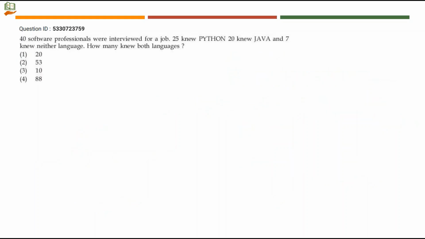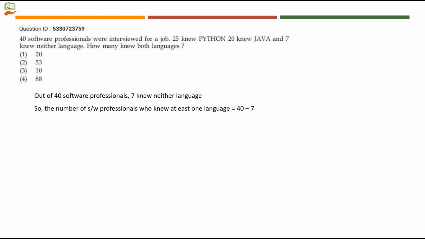Next question. 40 software professionals were interviewed for a job. 25 knew Python, 20 knew Java and 7 knew neither language. How many knew both the languages? Out of 40 software professionals, they have told 7 don't know any of the languages. You have to exclude these 7 people. So the number of software professionals who knew at least one language can be computed by subtracting 7 from 40. 40 minus 7 will give you 33. Now from this 33, we know 25 knew Python, 20 knew Java, and we have to find how many of them know both the languages.